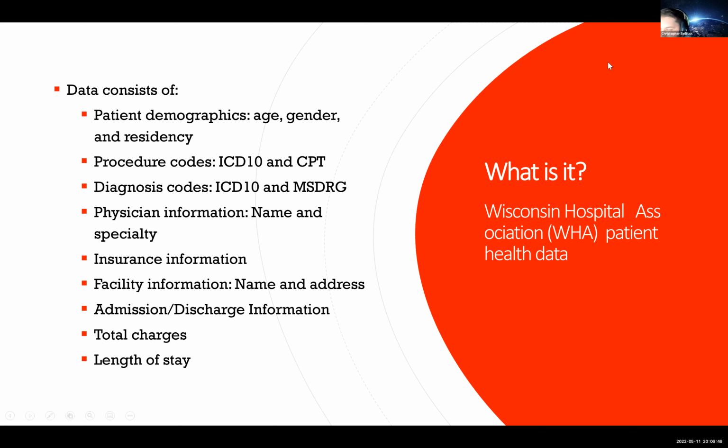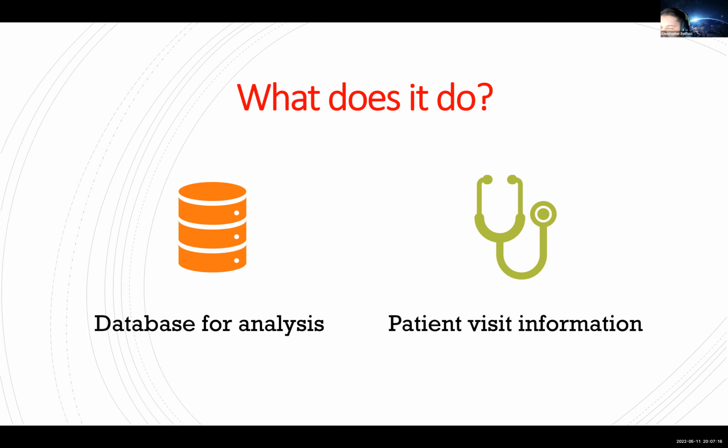Current procedural terminology or CPT codes, which are used by medical staff, and Medicare severity diagnosis related groups or MSDRG codes, which are used to determine pricing calculations for inpatient visits. Additionally, the data contains information about physicians, including their names and specialties, insurance, facility, and admission and discharge information, as well as charges and patient length of stay statistics. So what does the database do? The database will be used for analysis of patient health information, specifically individual patient visits.